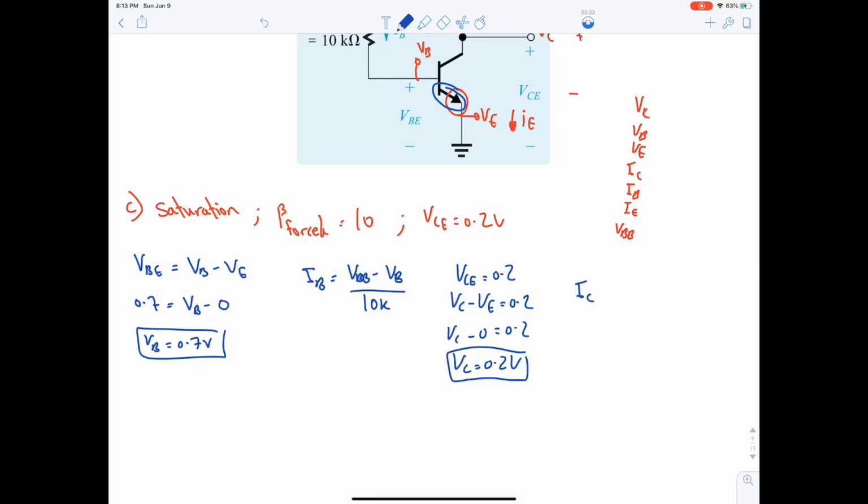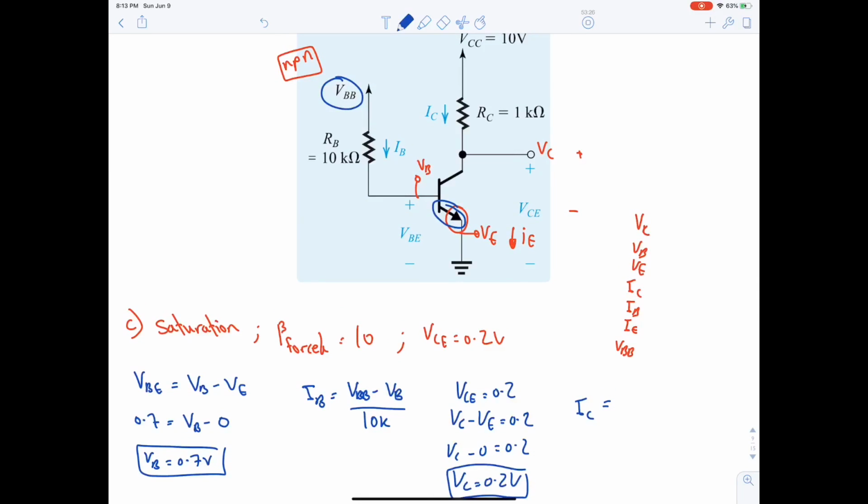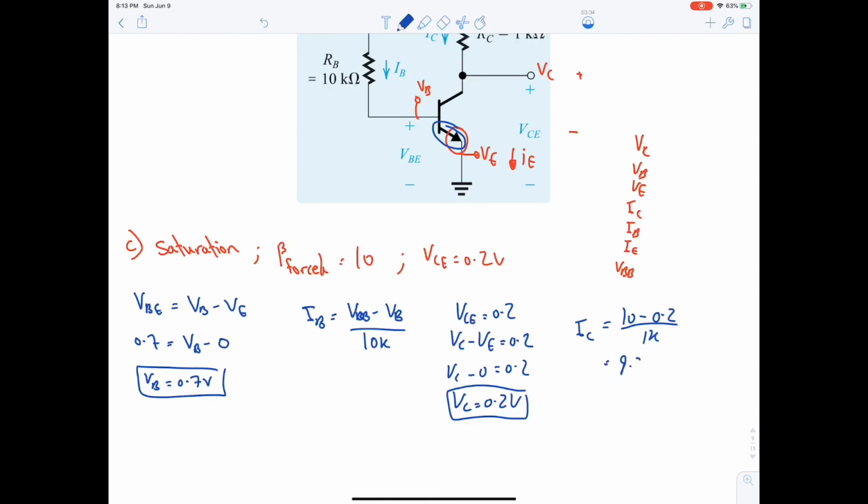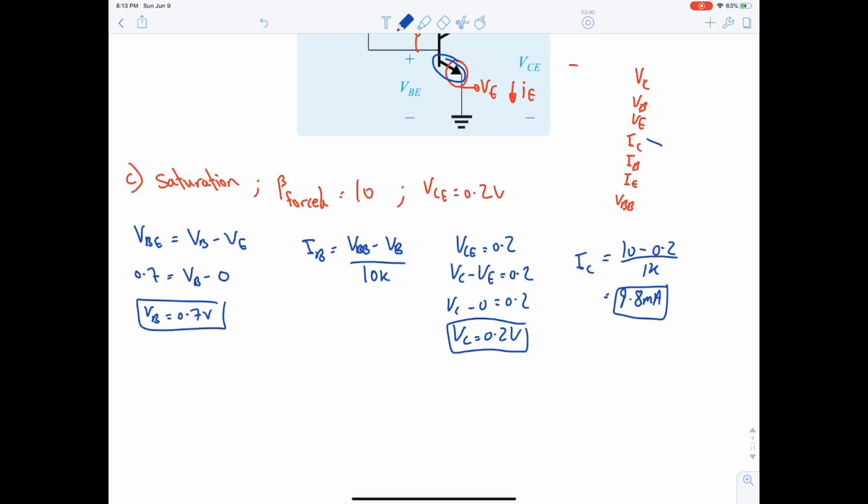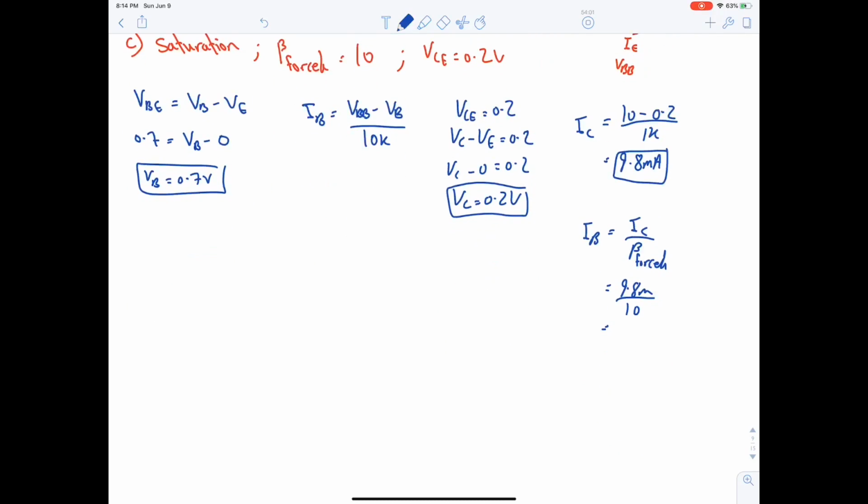VC is unknown, VE is 0, this is 0.2, so VC is equal to 0.2 volt. After finding VC, let's find IC. IC is equal to 10 minus VC, which is 0.2, divided by 1K. This will result in 9.8 milliampere IC. We found VB, VC, and VE is grounded. So IB is equal to IC divided by beta forced. So it will be 9.8 milli divided by 10, which is equal to 0.98 milli, right?